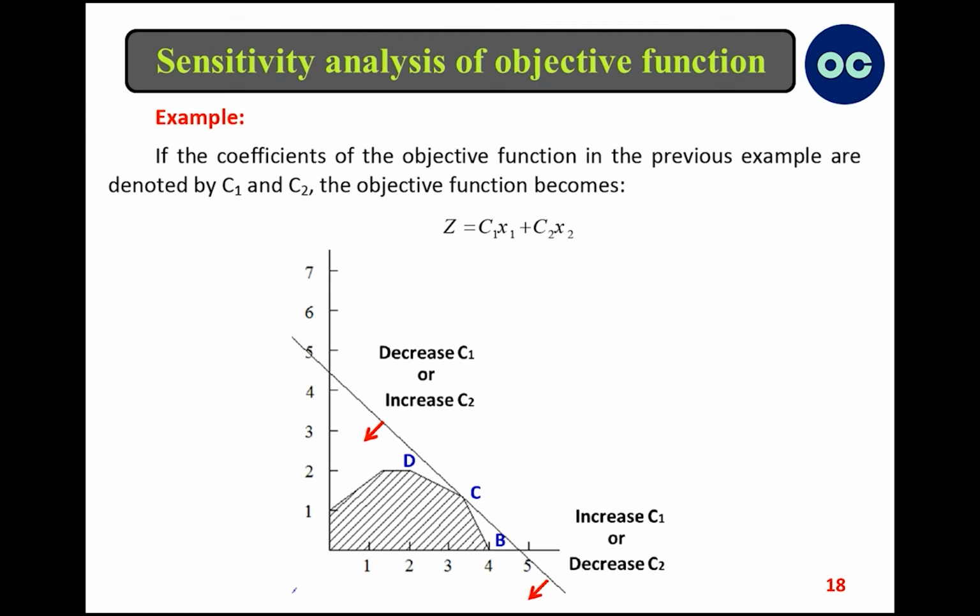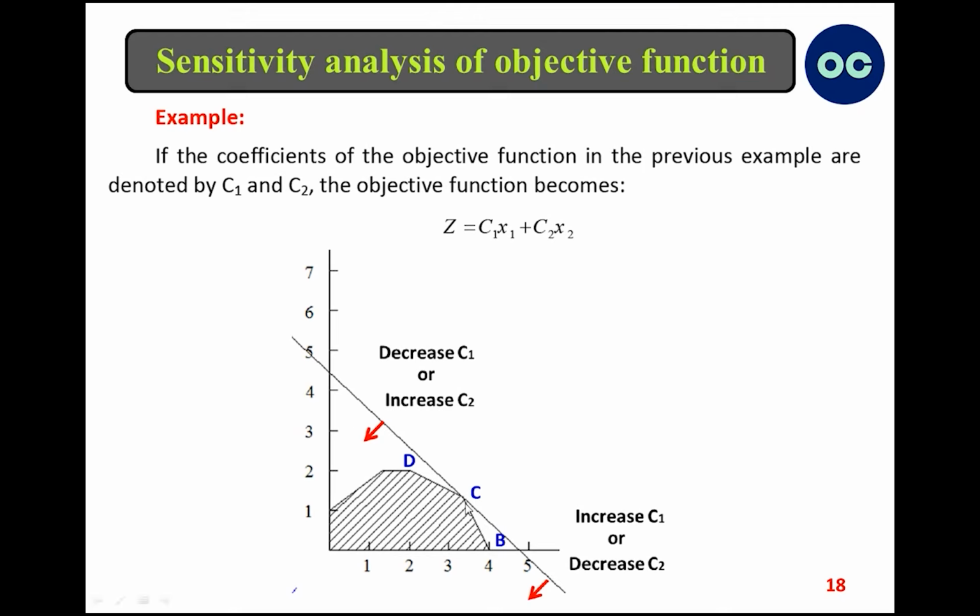In the previous example, let's denote the coefficients of the objective function as C1 and C2. The objective function can be expressed as follows: z is equal to C1 times x1 plus C2 x2. As depicted in the diagram below, when C1 increases and C2 decreases, the objective function line rotates clockwise around point C.